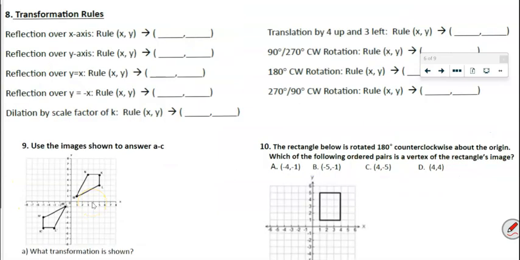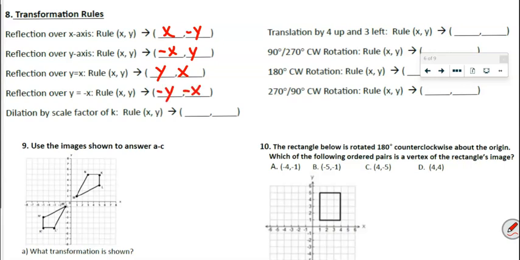These are our transformation rules, and hopefully you remember these. Reflection over x, we change the sign of y. So this is x comma negative y. Reflection over y is negative x, y. When we reflect over y equals x, we flip them. So instead of being x, y, it's going to be y, x. And when it's a reflection over y equals negative x, it's going to be negative y comma negative x.